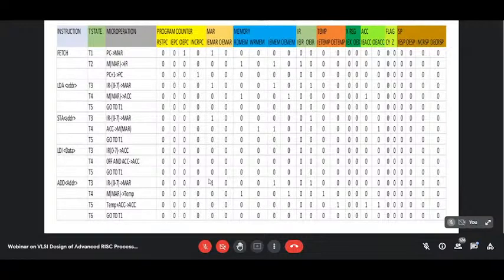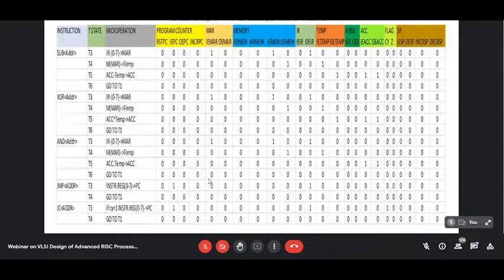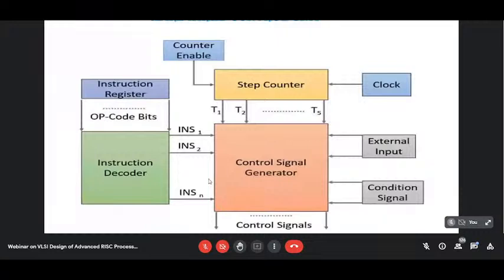Means one register content is going to another register. So for that, output should be enabled for that register and input should be enabled for the other register. Or for addition, subtraction instructions, similar things will happen. So these are the control signals. So our intention in CPU design is basically to generate the control signals. The rest of the things will be there. So this is the block diagram. This is a control signal generator, which is generating the control signals.